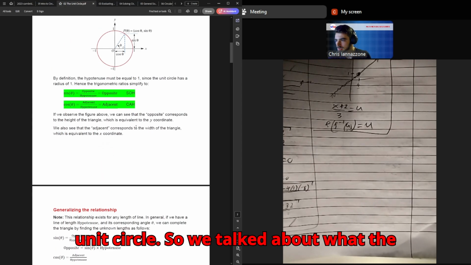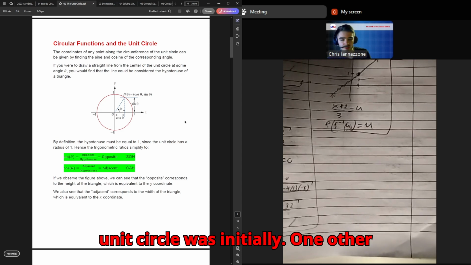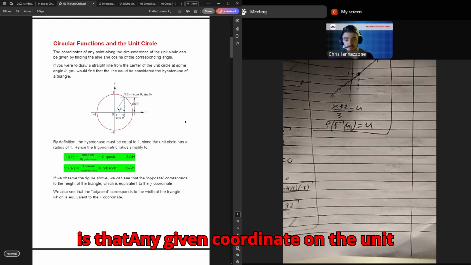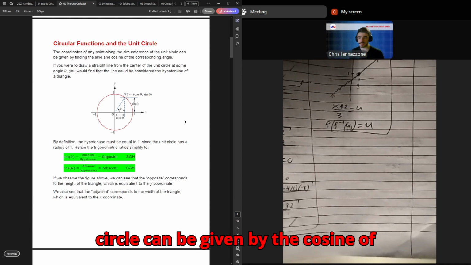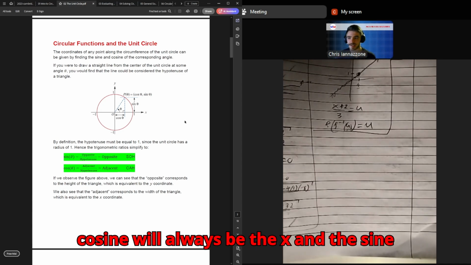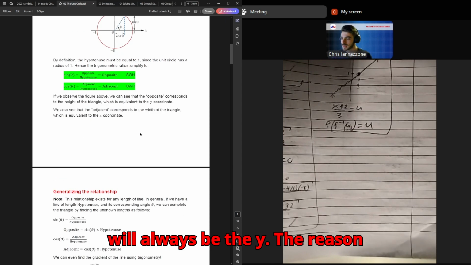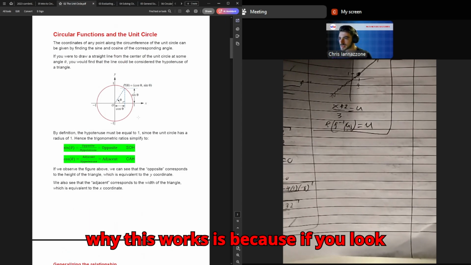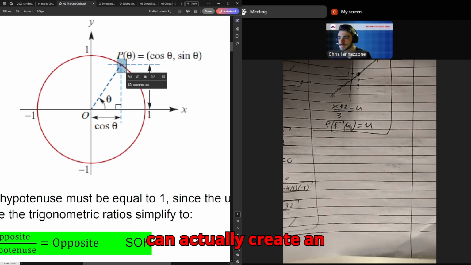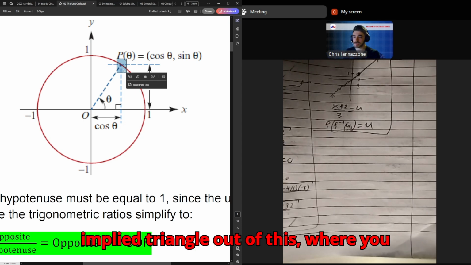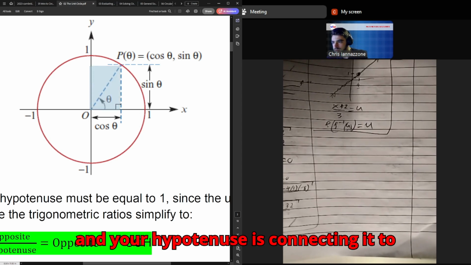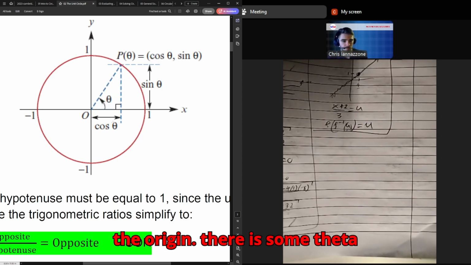Next up, the unit circle. So we talked about what the unit circle was initially. One other thing that's worth identifying from here is that any given coordinate on the unit circle can be given by the cosine of theta or the sine of theta, where the cosine will always be the x and the sine will always be the y. The reason why this works is because if you look at, let's say this point here is P of theta, you can actually create an implied triangle out of this, where you just draw directly down from the point and your hypotenuse is connecting it to the origin.